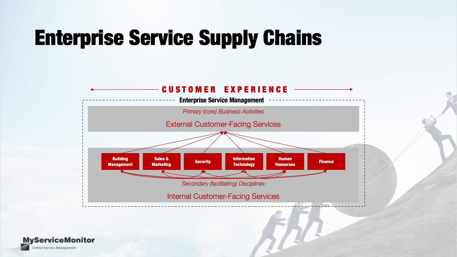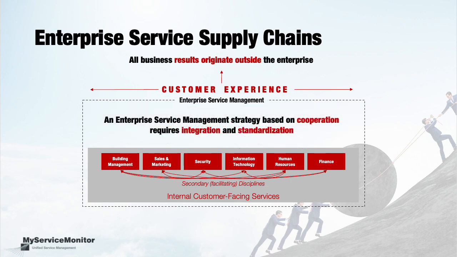But we know that the external customer experience depends on a complex service ecosystem with many different service teams inside and outside the enterprise. And we also know that all business results originate outside the enterprise. Your enterprise service management strategy must be based on cooperation between all stakeholders in the supply chain. And this requires increasing levels of integration, which increases the need for standardization.